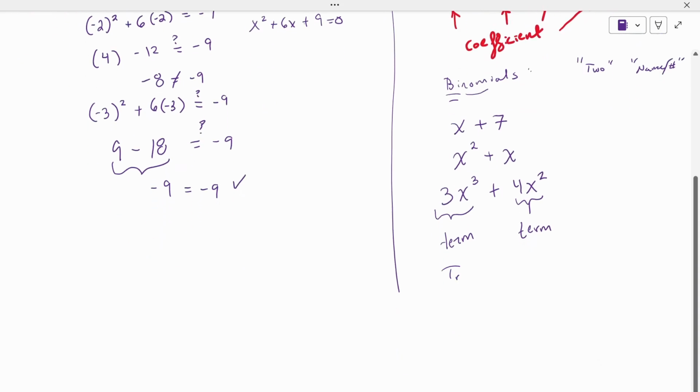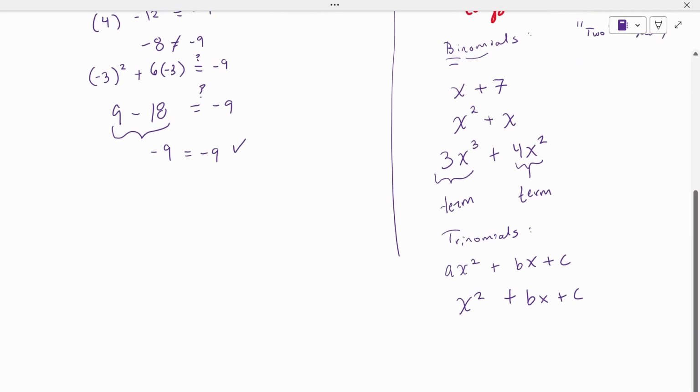And then last but not least, you have what are known as trinomials. Trinomial expressions are more complicated than binomials, and there are a wide range of manners to solve trinomial expressions if there is in fact a solution. But trinomial expression will generally take the form of an ax squared plus bx plus c, where a, b, and c are constants. You may have something like x squared plus bx plus c whenever there is not a number in front of your x squared term.